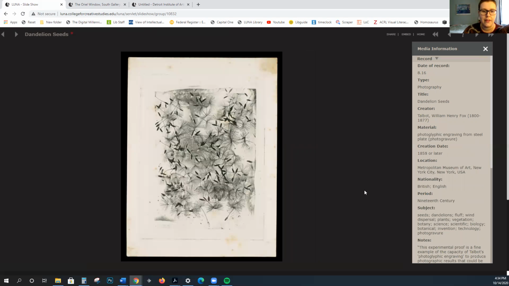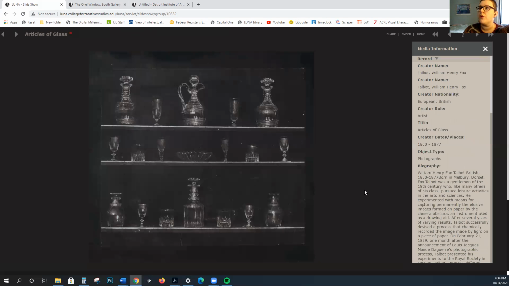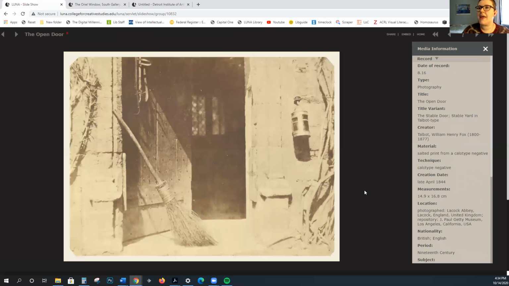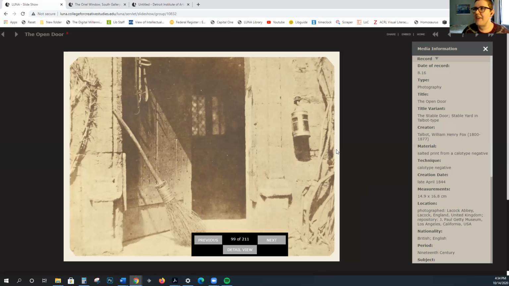Just some really beautiful images that I wanted to show you. Fox Talbot does take a lot of still life images. These are very beautiful, and he came up with a few different ways of capturing information. So what we're seeing here is called the open door, and this is from April 1844.